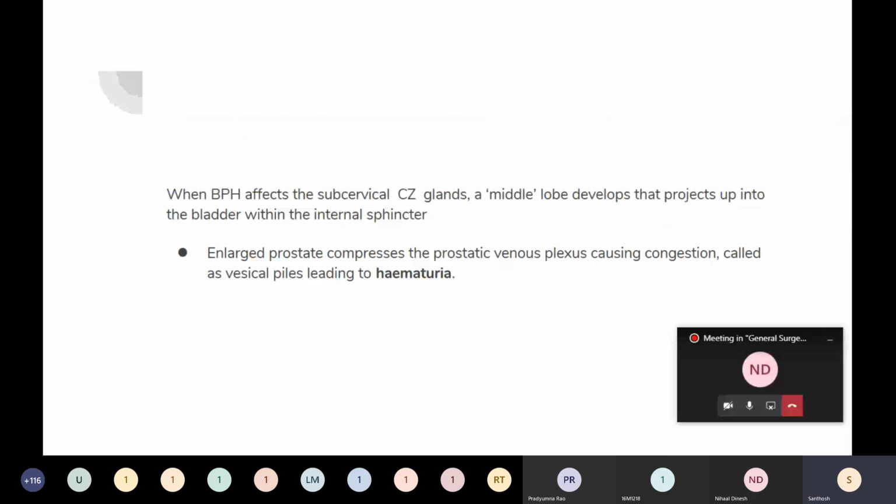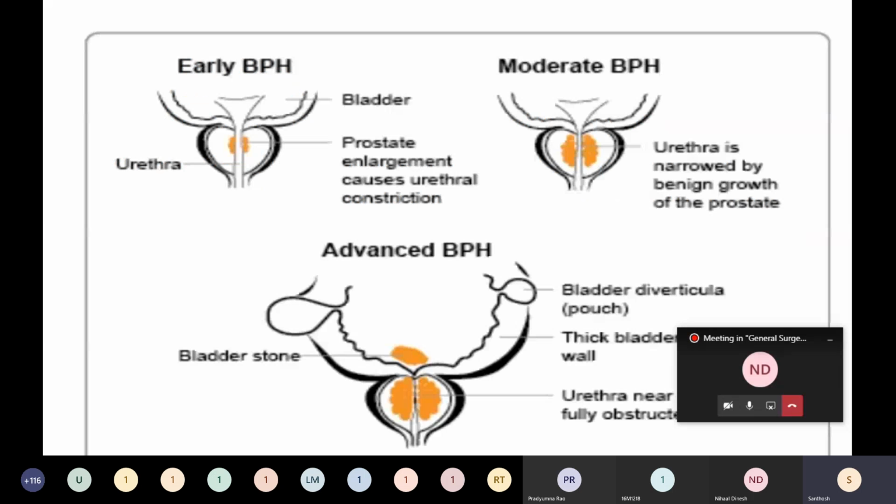When BPH affects the subcervical central zone glands, a middle lobe develops that projects up into the bladder within the internal sphincter. This is here, as you can see, from the central zone it is going into the bladder. This is how it advances.